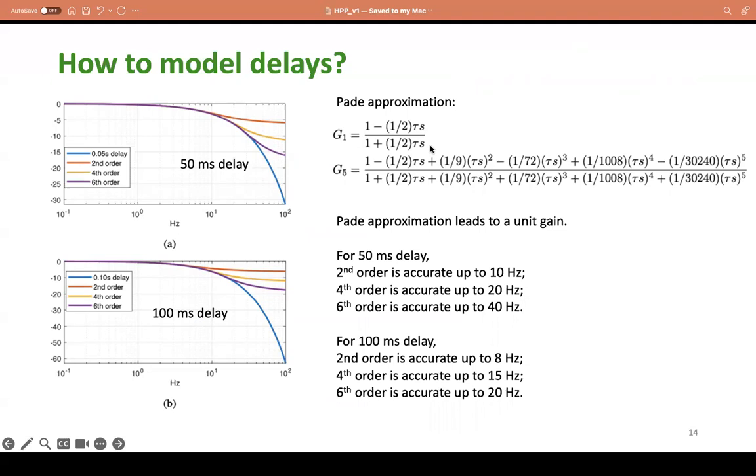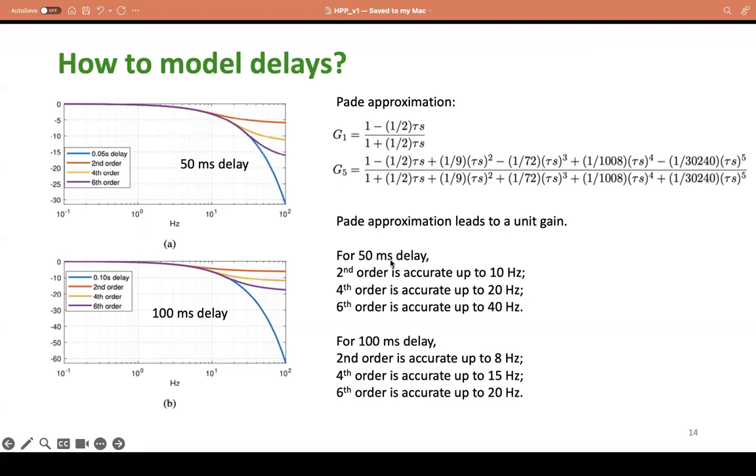So we can just use first order Padé like this and fifth order like this. So generally it's just a transfer function to model this. So we'll take a look at what happens. Basically, delays just introduce phase lag. So this is the phase lag, and the magnitude is unity. The Padé approximation gives you the unit gain, and then we just look at the phase lag. With higher order, you have a better approximation.